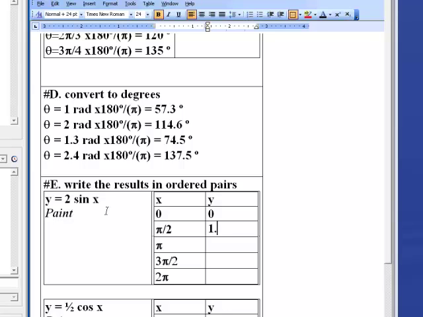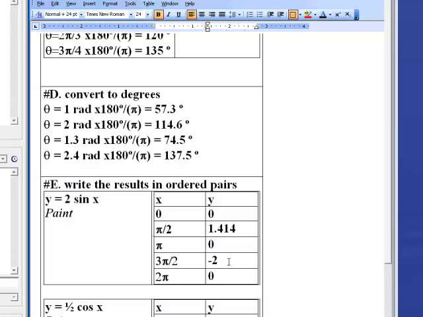So we come up with 1.414, which of course is the square root of 2. Sine of pi is 0. Sine of 3 pi over 2, which is the same as sine of 220. Let's see, what is that? That's actually 270 degrees. So that's negative 1 times the 2 is negative 2. And then sine of 2 pi, of course, is 0.